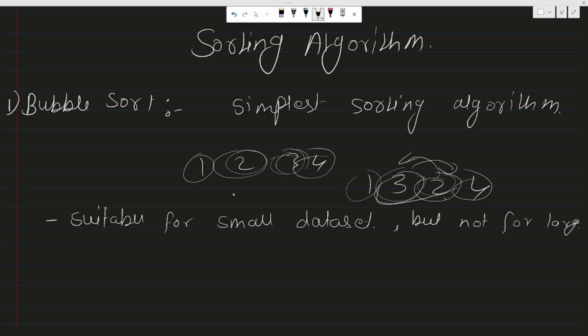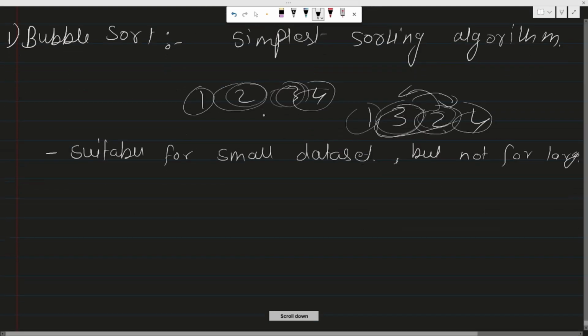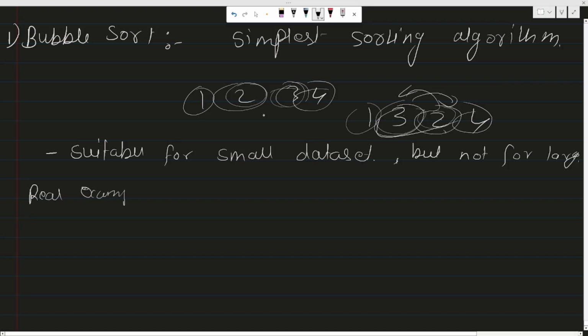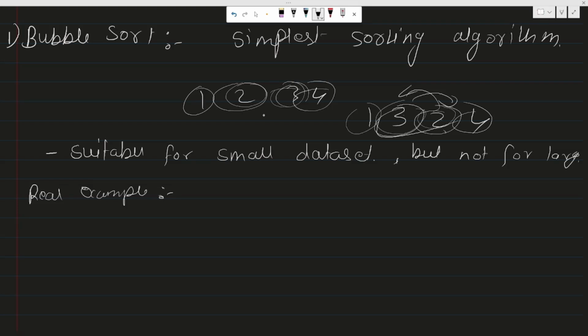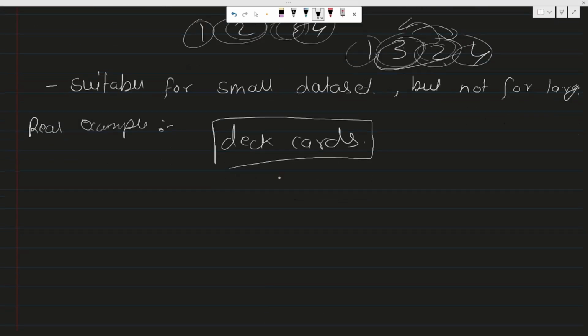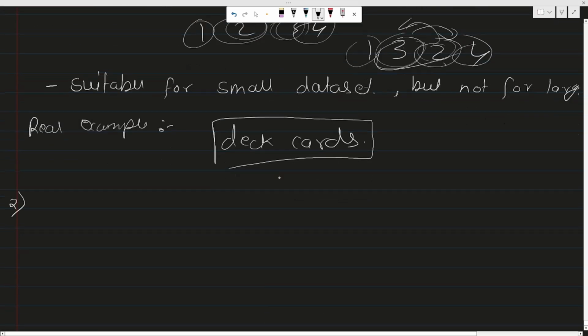Think of a real example, like arranging playing cards in ascending order. You keep comparing and swapping cards until the entire deck is sorted. We are taking the example of a deck of cards, but you can take another example as well. I will tell you what is meant by that and how you can apply bubble sort in it. So the next one is quick sort.